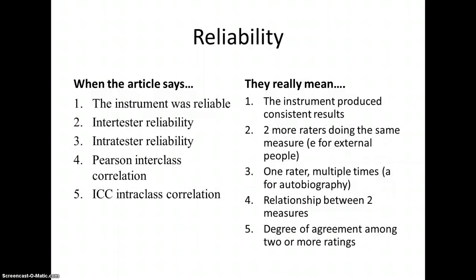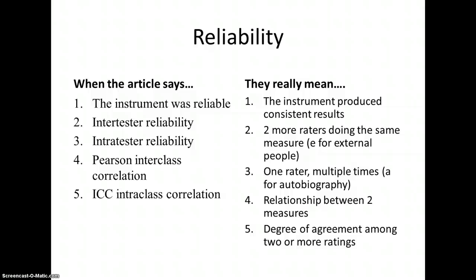Reliability. If the instrument was reliable, it means it had consistent results. Intertester, 2 or more raters doing the same measure. The E for inter is for external people. Intratester, 1 rater multiple times. The A in intra is for autobiography. It's the same person doing it over and over. A little mnemonic device, if you will.